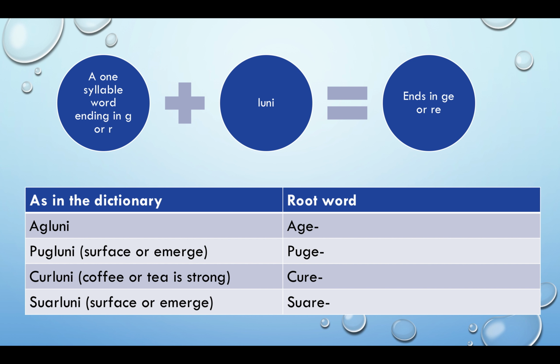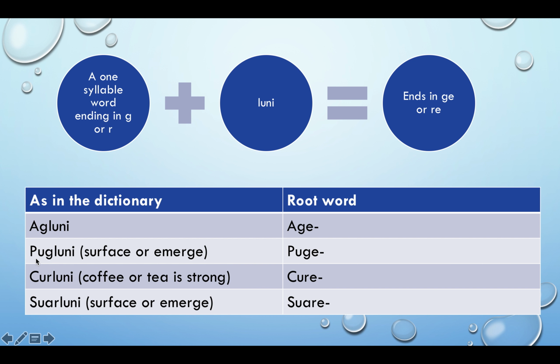All right. So I'm going to have an equation at the top of each of these pages. This is what the root word looks like before the luni or lugu ending, and then what that means for a root word. So for a one-syllable word ending in G or R that adds luni or lugu, those all end in GE or RE. So here we have some examples. Agluni, which is to go, the root word is AGE. So we drop the luni and we add an E.